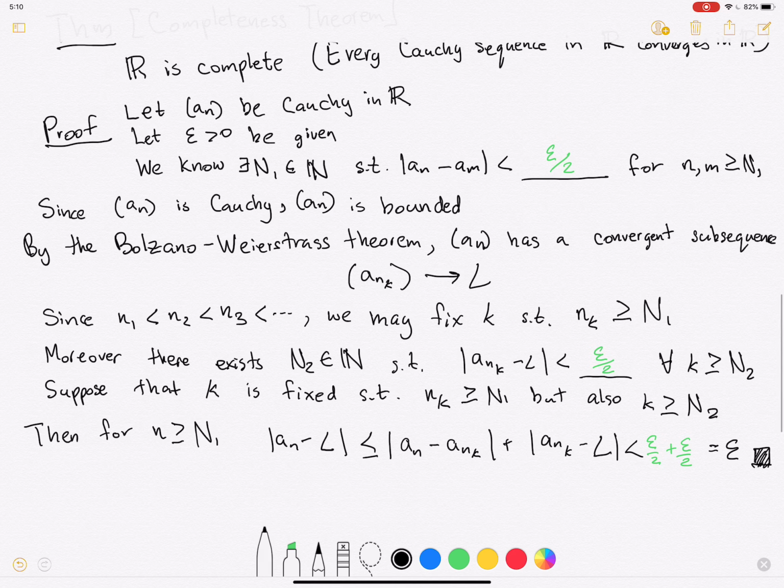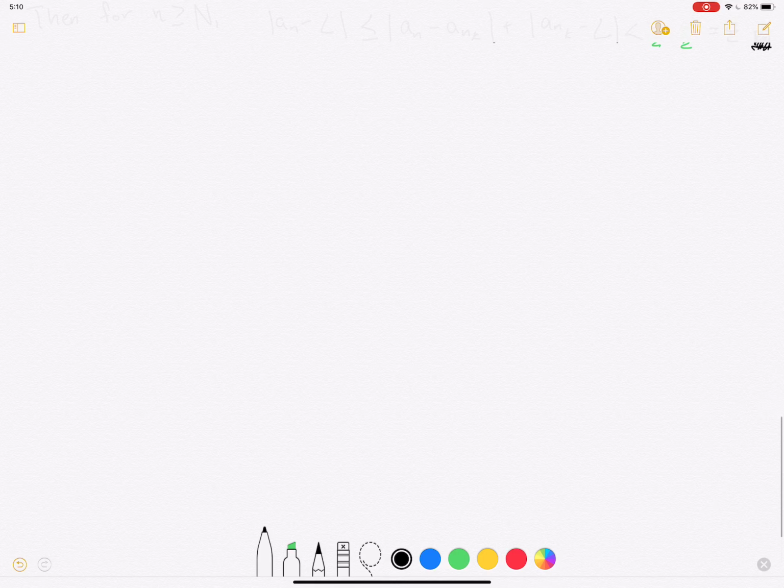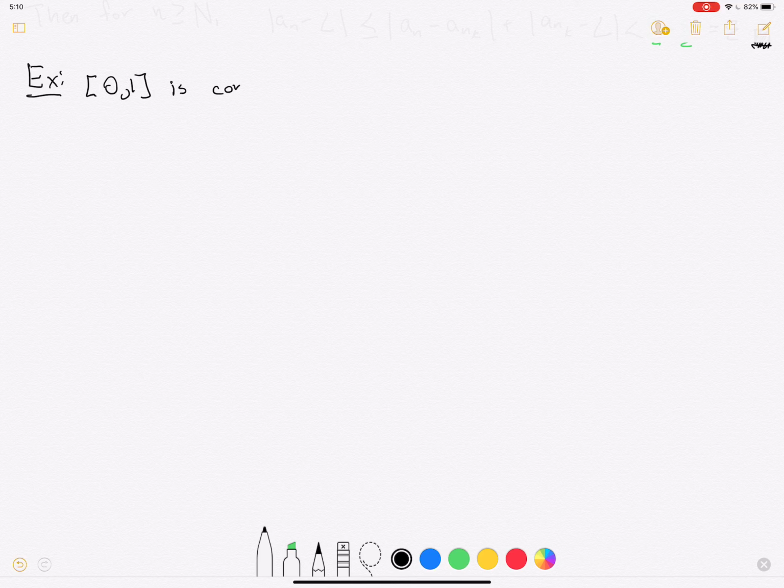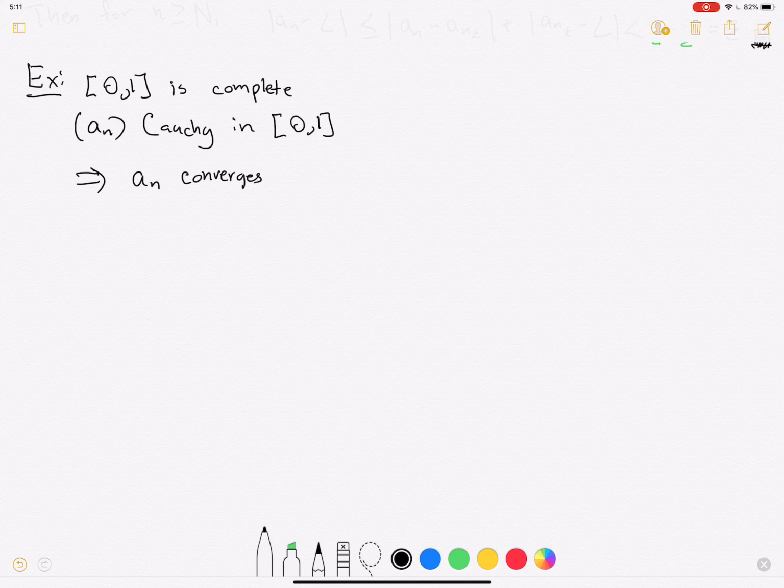Okay, let's see how we can apply this theorem. So let's show that the closed interval from 0 to 1 is complete. Say a_n is Cauchy in [0, 1], which means a_n converges to L in R.